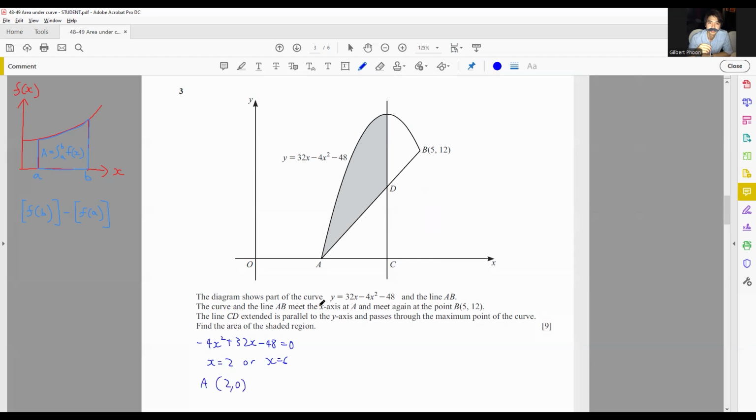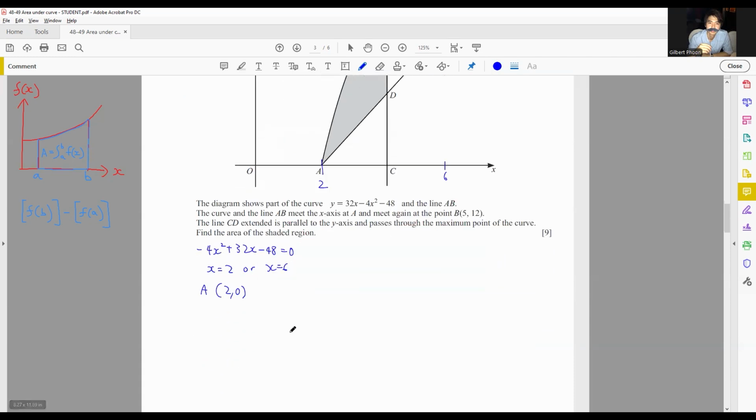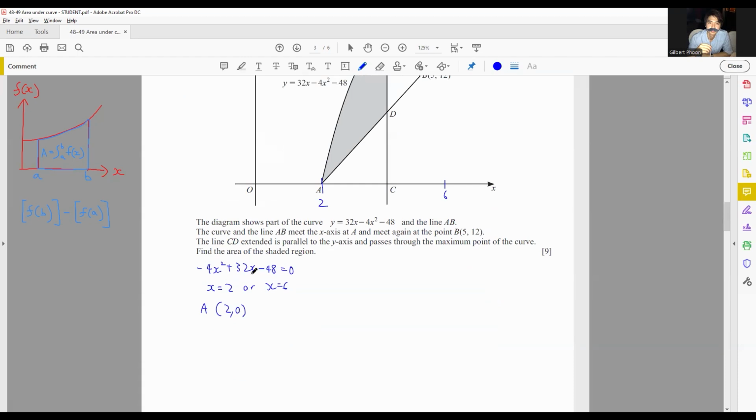Okay? Now, the next thing is we can look for the maximum point here. To find the maximum point, we can either use the completing the square method or we can find that the maximum point is actually in between the x-intercepts 2 and 6, like I mentioned earlier, right? The maximum point has got to be in the middle of it. So this x-coordinate has got to be 4. I can even prove it by doing completing the square. By doing completing the square, let me show you.